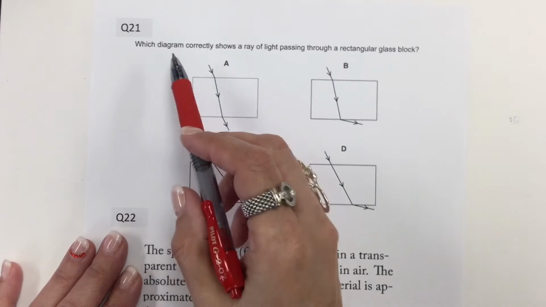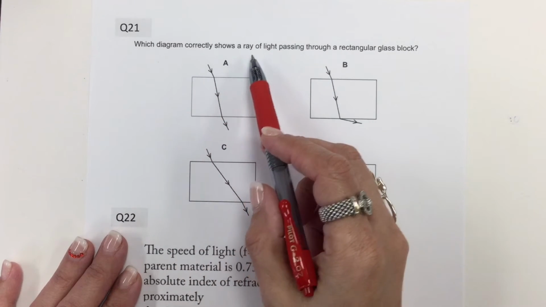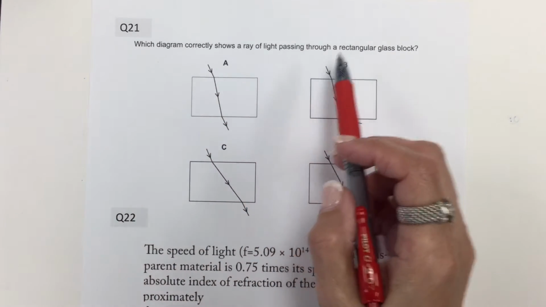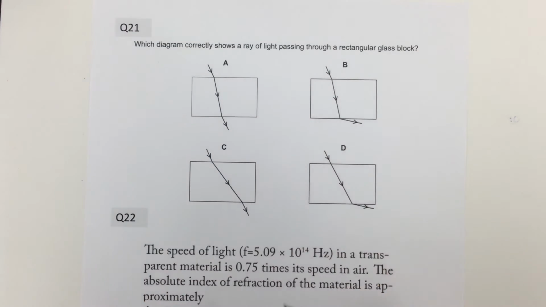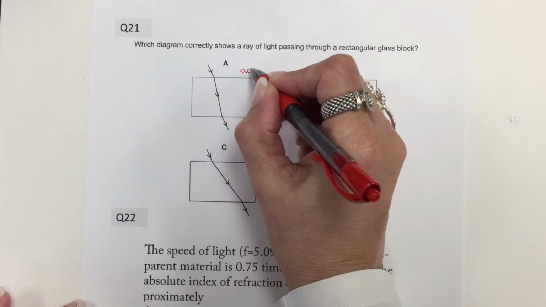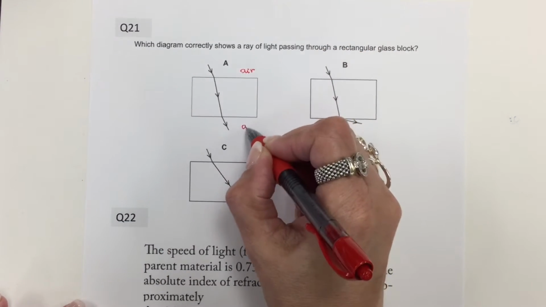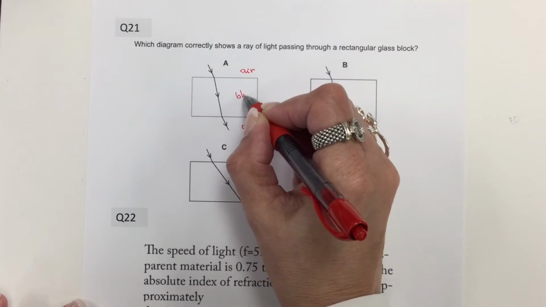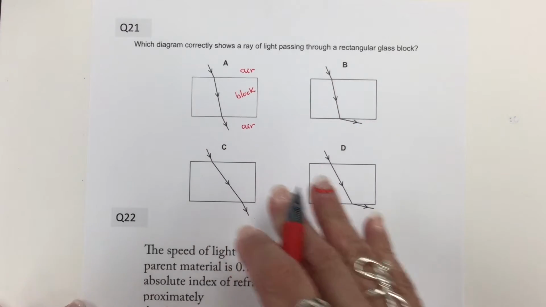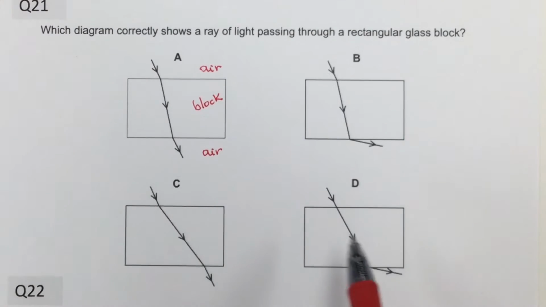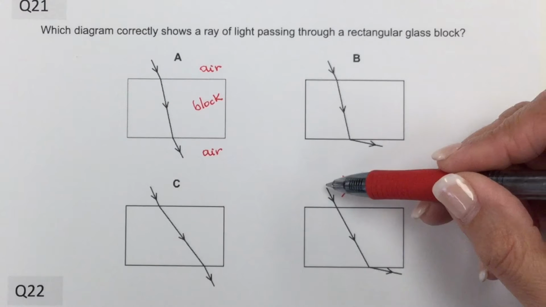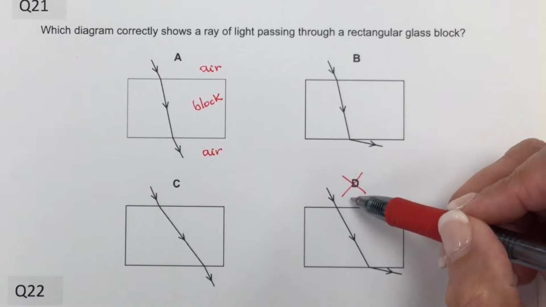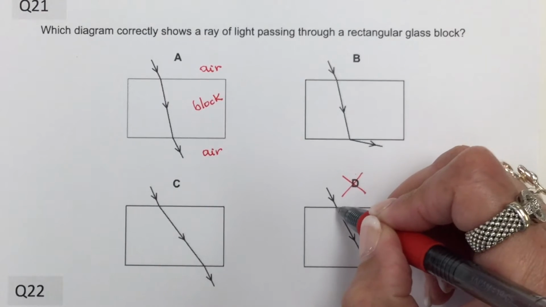Question 21. Which diagram correctly shows a ray of light passing through a rectangular glass block? So here we have 4 options. So the ray is coming from, let's assume, air to the block, back to the air. So all options go like this. I want to start by eliminating option D. Option D here, there is no refraction from the air to the block. So this is not correct.